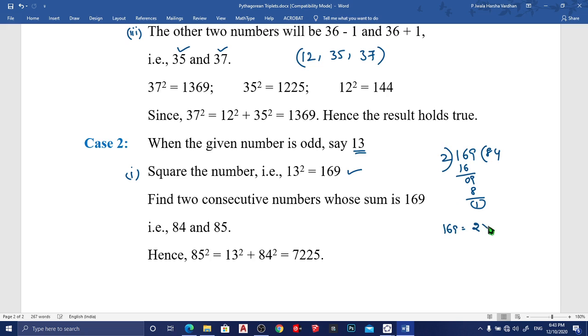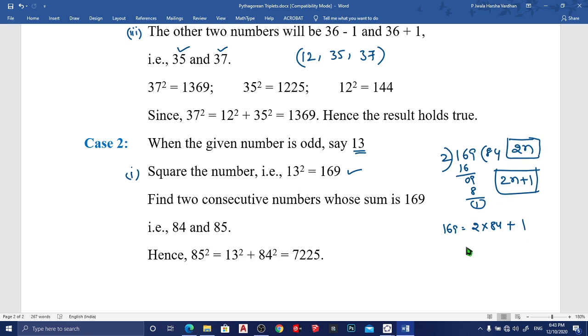We are writing it as 2 times 84 plus 1, which is the 2n plus 1 form. All odd numbers will be in the form of 2n plus 1. All even numbers will be in the form of 2 times n. Okay. So now this is 2 times n plus 1.